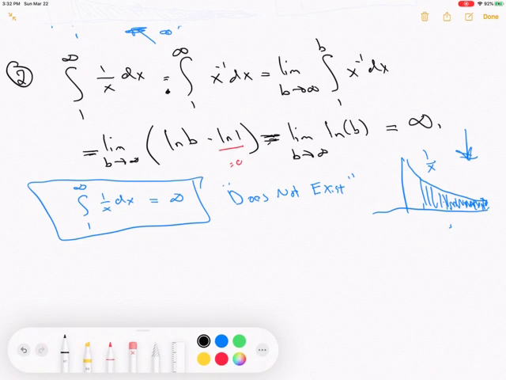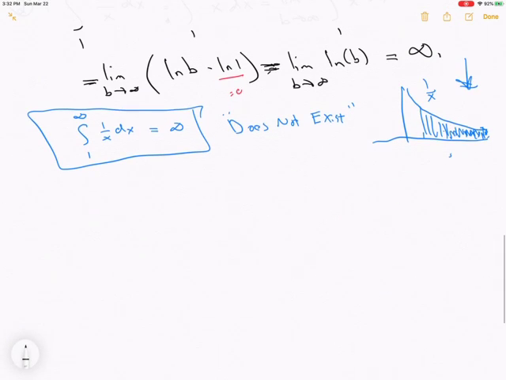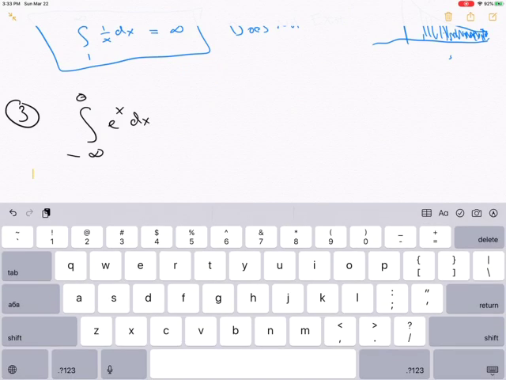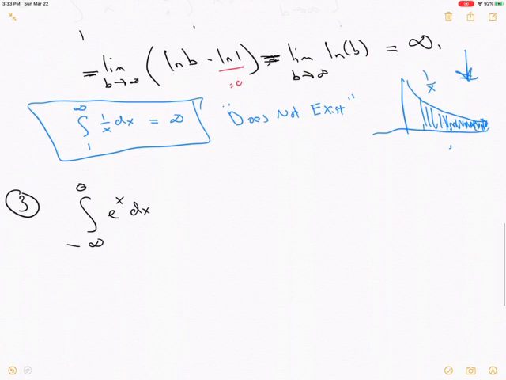I'll try to do a couple more examples. We'll do 2 more examples in this little video, so here's one more. Now let's do a negative bound. So let's calculate from negative infinity up to 0 of, say, e to the x dx. So again, we just go through the formal definition.